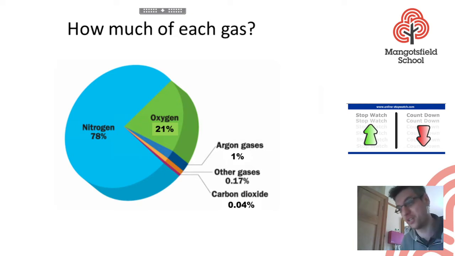It's called argon gas. It's in group 0, group 8 of the periodic table. It's called a noble gas, and it is unreactive, and it makes up 1% of the atmosphere.